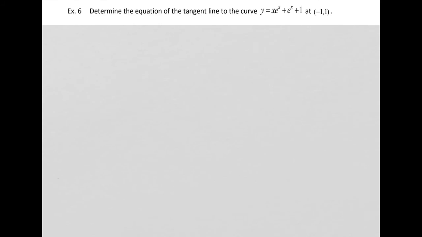For example number 6, we have to find the equation of the tangent to the curve at the point -1 and 1. In order to find the equation of the tangent, the first thing we have to find will be the slope. So let's write the equation down first. So y equals x e to the power x plus e to the power x plus 1. And let's find the differentiation, y prime.